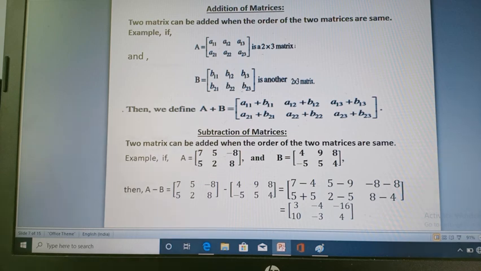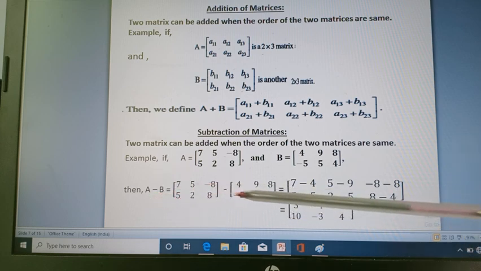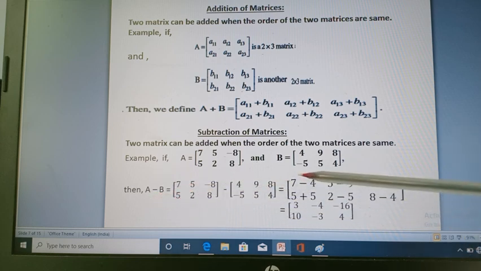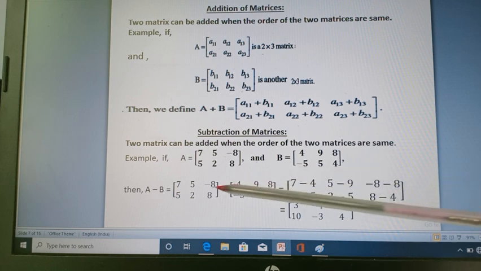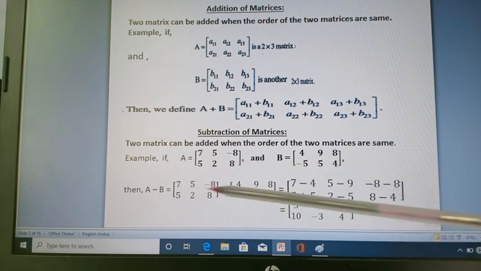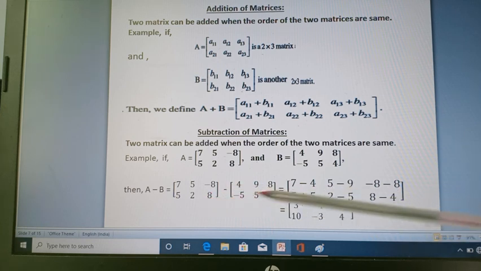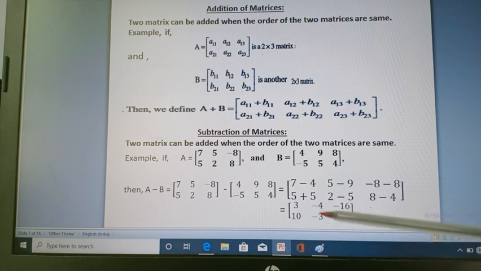Subtraction is the same as addition. The order must be the same, and the corresponding elements can be subtracted. You can see in this matrix A minus B how we can subtract these two. 7 minus 4, 5 minus 9, minus 8 minus 8. The corresponding entries are subtracted. 5 minus (minus 5) is plus 5, 2 minus 5, 8 minus 4. So the answer is 3, minus 4, minus 16, 10, minus 3, 4.